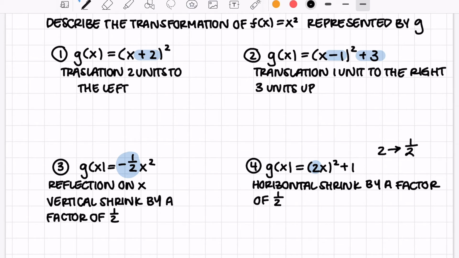And on top of that, it's followed by a translation of 1 unit up. Done.